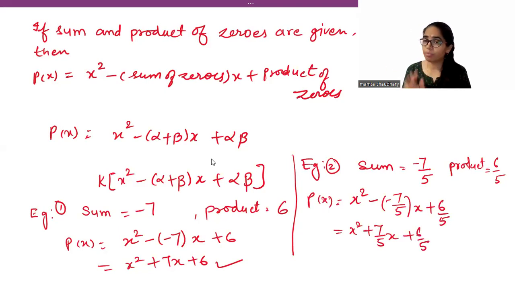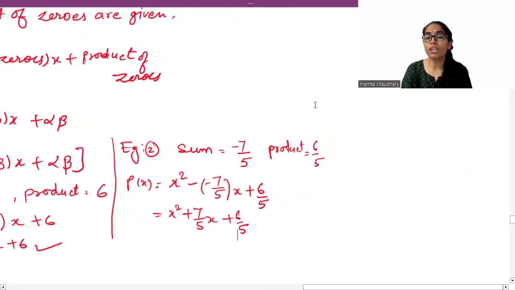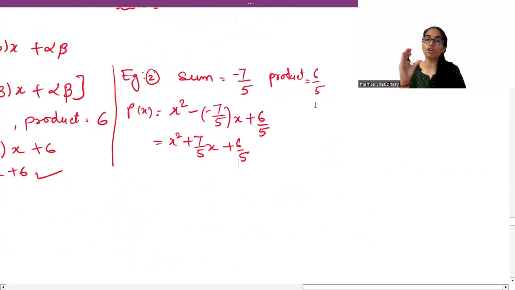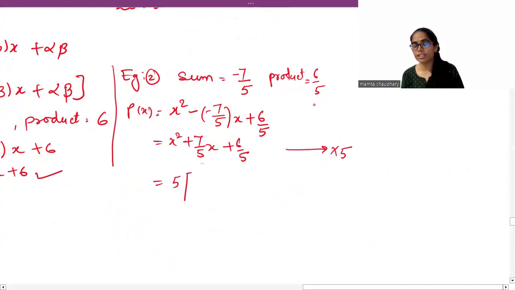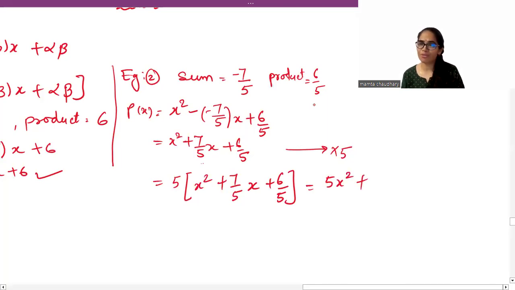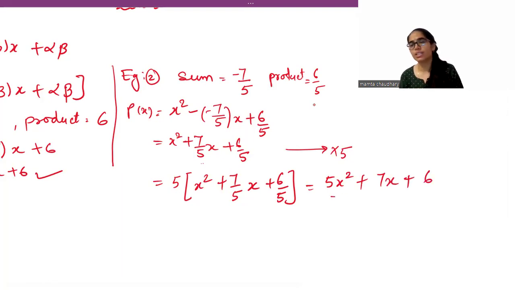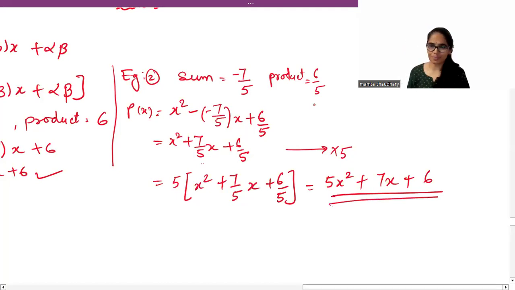But here we cannot keep any number in the denominator. So how can we remove this from the denominator? For that, we need to simply multiply this whole polynomial by 5. Right? Because if you multiply it by 5, then only this 5 will be removed. So when we multiply this whole by 5, there it will be 5x square plus 5 into 7 by 5, 5 and 5 cancel out, it will be 7x plus 6, 5 into 6 by 5, 5 and 5 cancel out, it will be 6. So this is your required answer.